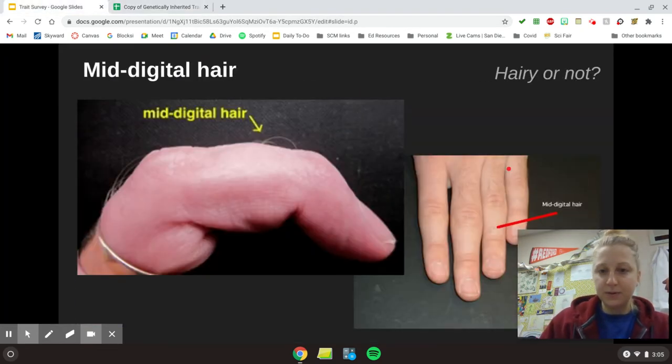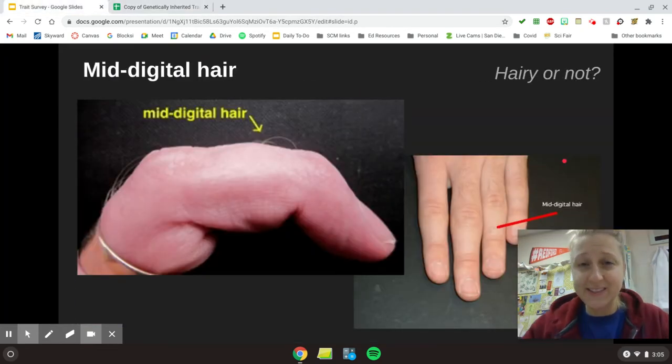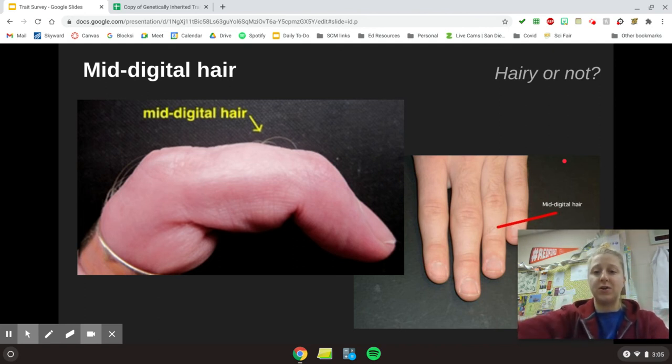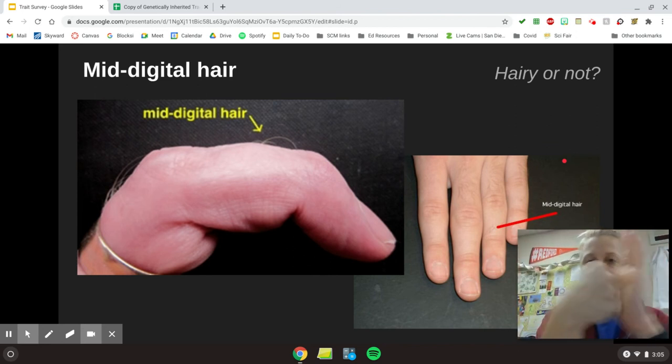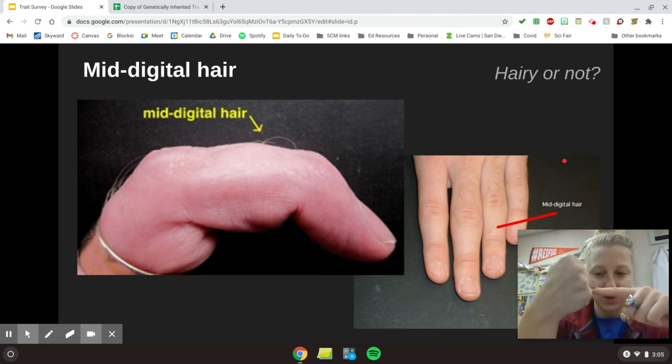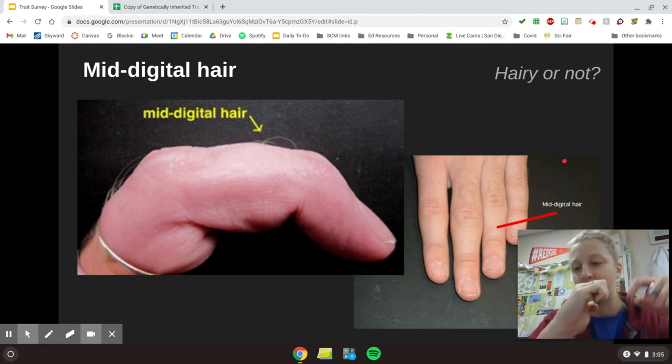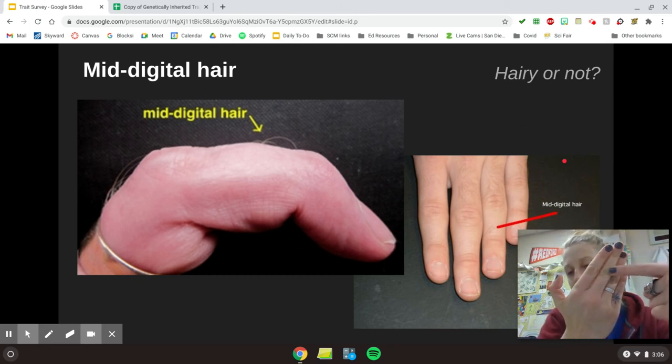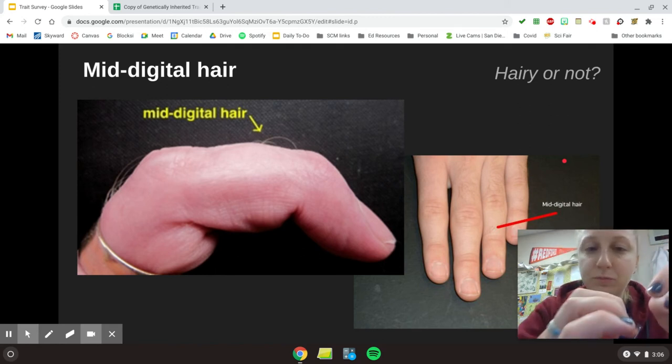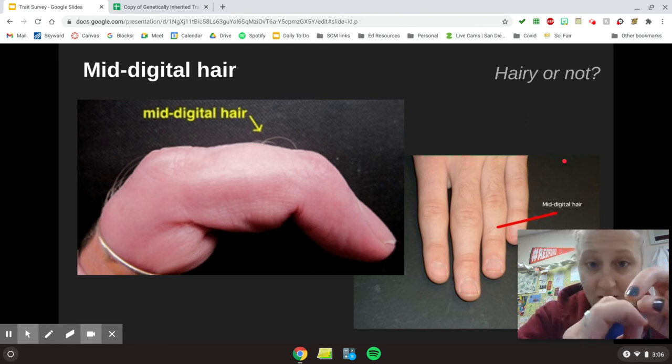Next up, we've got mid-digital hair. Now, this is one that is easy to screw up, so make sure you are paying attention to the video here. A way that I like to correct people is pretend you're punching something, right? Now, the surface of your fingers that you were just punching with is not the surface we're talking about. Instead, we want to unfold our fists, and we're talking this part of your fingers right here. So not where your rings would go, but the next one over, the middle chunk of your finger, okay? So we want to look at those and see if we have any hair along there.